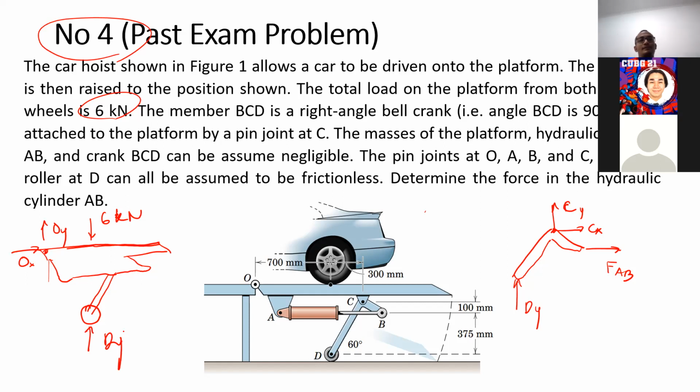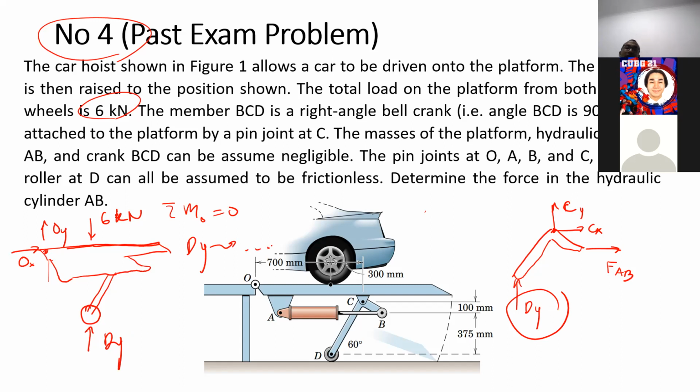Okay, can we solve this, Irsyad? Yes, because the number of equations allows it. Basically, what you need to solve here is just DY, because if we solve DY, we can put DY here and solve for FAB. Correct, right? Yes. So for this one, you just need one equation: sigma moment at O equal to 0 to solve for DY.